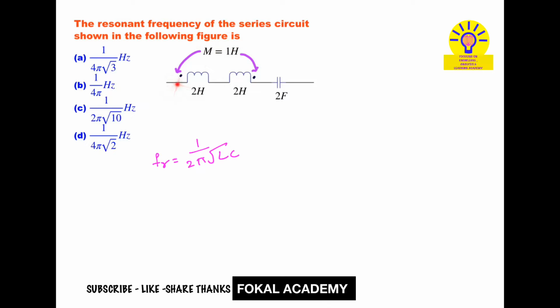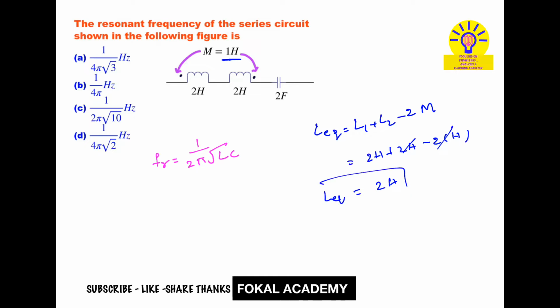But here, for this 2 Henry inductor, the polarity is on the left hand side, and for this inductor, the polarity is on the right hand side. So the resultant inductance will be defined as L equivalent is equal to L1 plus L2 minus 2 into mutual inductance. Mutual inductance is given as 1 Henry. So L1 is 2 Henry plus 2 Henry minus 2 into 1 Henry. So we get 2 Henry as the L equivalent.